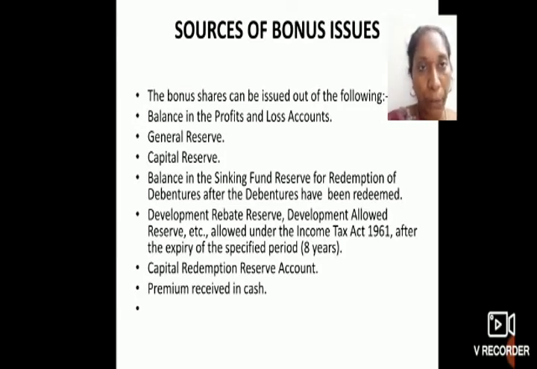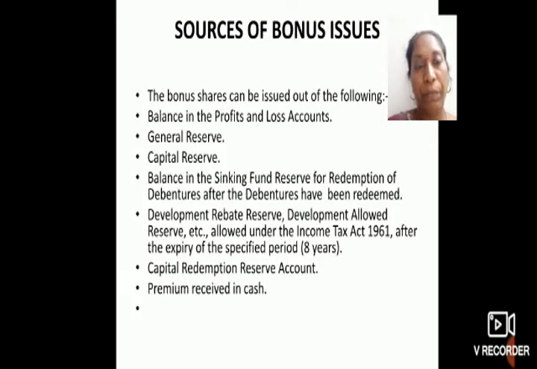Number one, profit and loss. From the profit and loss, they will take the surplus profit and include that amount in the capital. Because bonus shares are issued, capital should be increased. So how will they increase it? By taking the money from the surplus profit, they will include it in the capital.